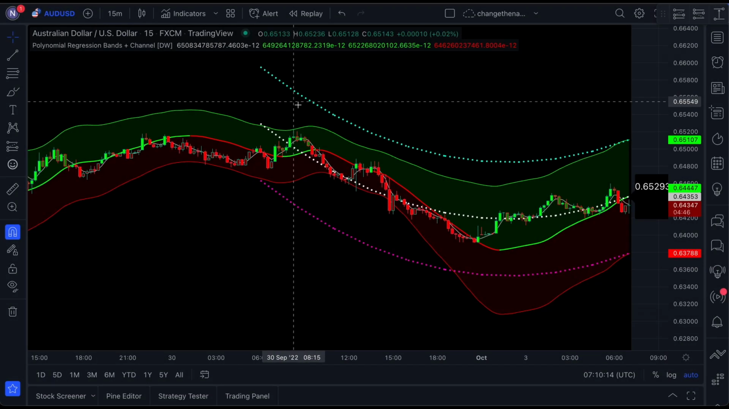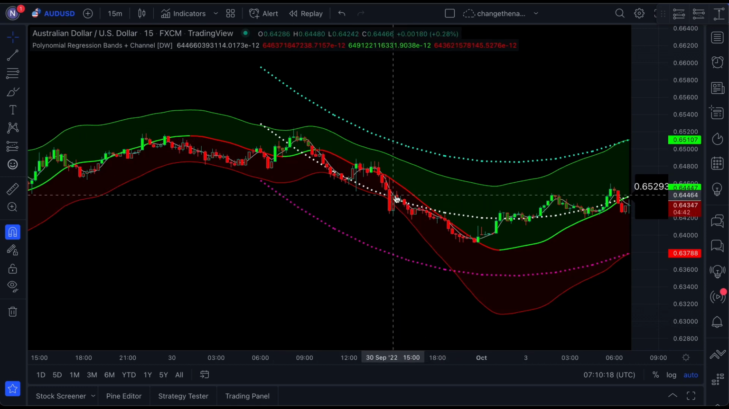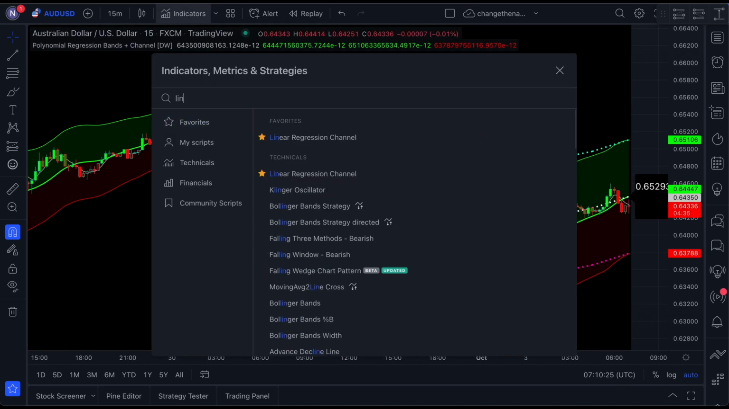A pretty cool thing I've noticed is this indicator is quite similar to the linear regression channel, which means it's not a brand new indicator I had to learn how to read. We can actually add the linear regression channel indicator to our setup so I can show you the concept behind this indicator.